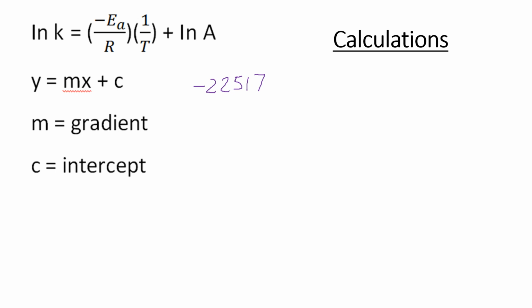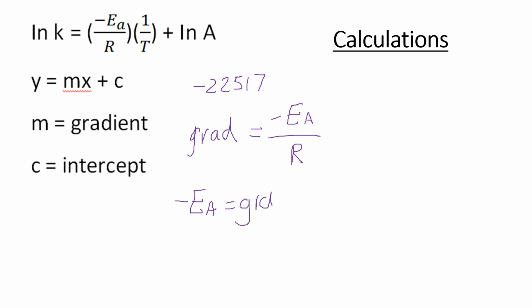Well, we know that gradient equals minus EA over R. And therefore minus EA equals gradient times R. So what we can do here is take the minus of the gradient, which is minus 22,517, times it by the gas constant. Let's just do it that way round. So 22,517 times 8.31.